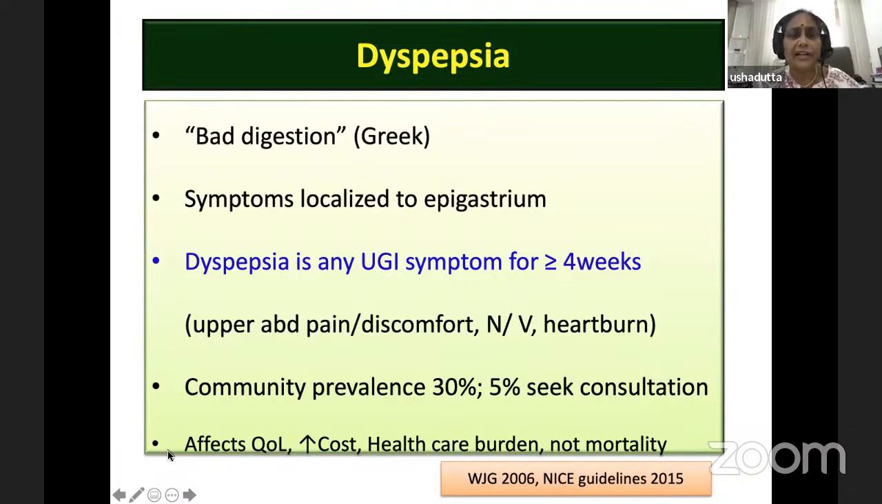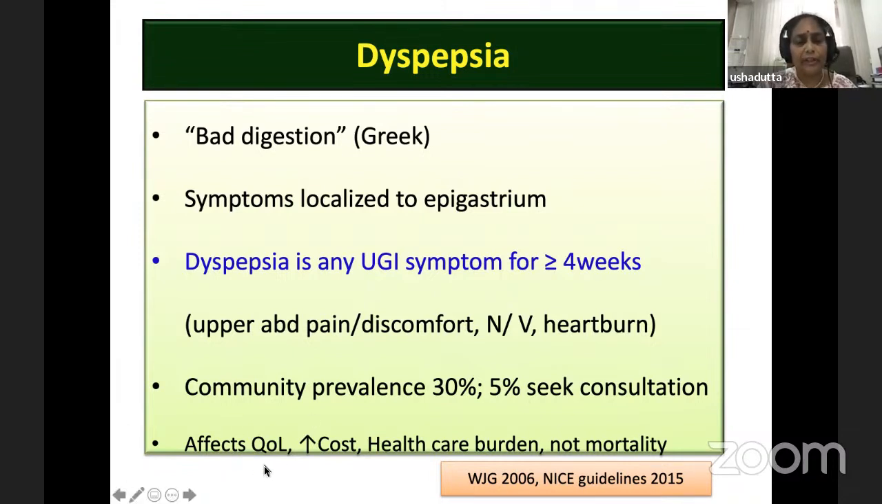Dyspepsia is a Greek word for bad digestion. The symptoms are localized to the epigastrium. It is any upper GI symptom lasting for more than 4 weeks in the form of upper abdominal pain, discomfort, nausea, vomiting, or heartburn. The community prevalence of dyspepsia is about 30% in our country, but only 5% seek care. Those who are stressed out, those who are health conscious, and those who are worried about any history of possible cancer are the ones who seek consultations.